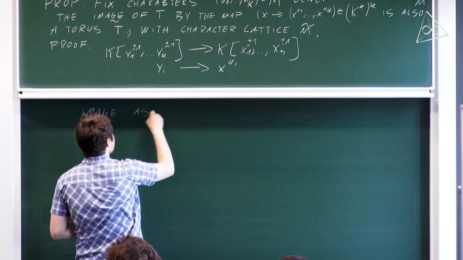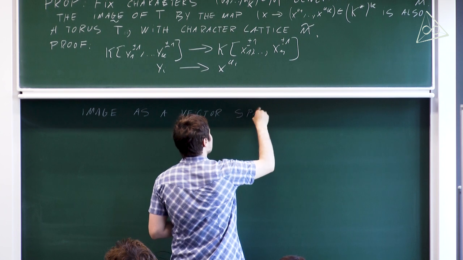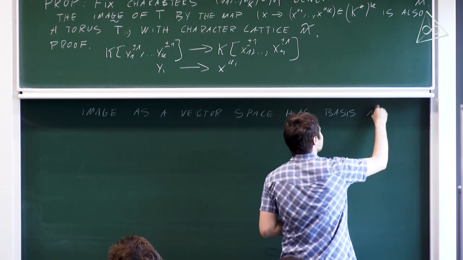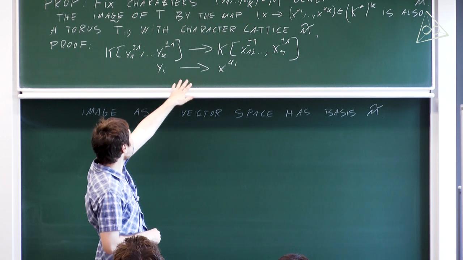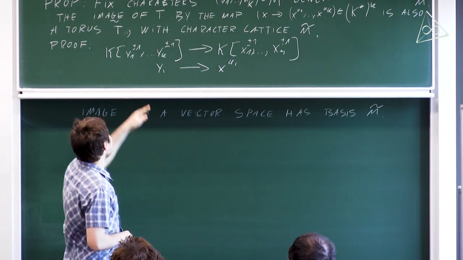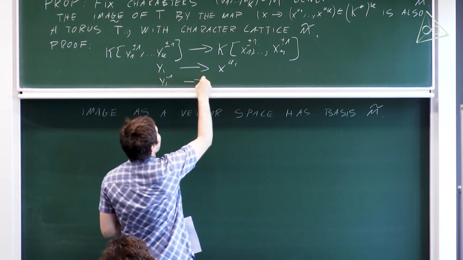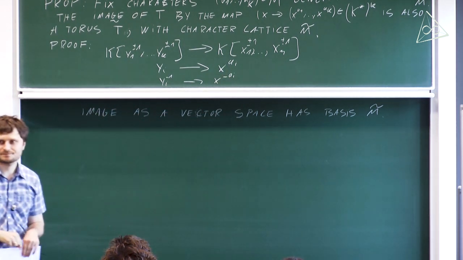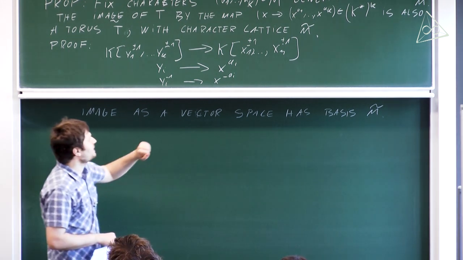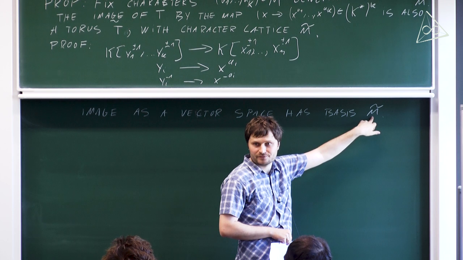As a vector space, it has basis M tilde. Because the only thing that I am allowed is to multiply those things, the a_i, and their inverses, because I also have inverses. So remember that y_i to the minus 1 goes to x to the minus a_i. And notice that the multiplication in this algebra is encoded by addition in this lattice.